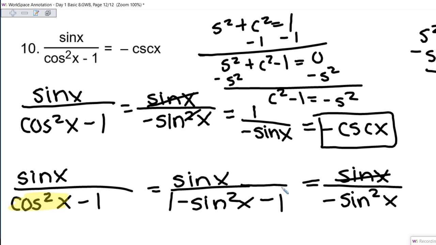Sine of x in the numerator will cancel with one factor in the denominator. So that gives me 1 over negative sine of x, which is equal to negative cosecant of x. So there's definitely more than one way to get to the correct answer. I don't care which one you chose. There's not one method that's better than the other. They both got you to the same answer. So more than one way to solve these equations.